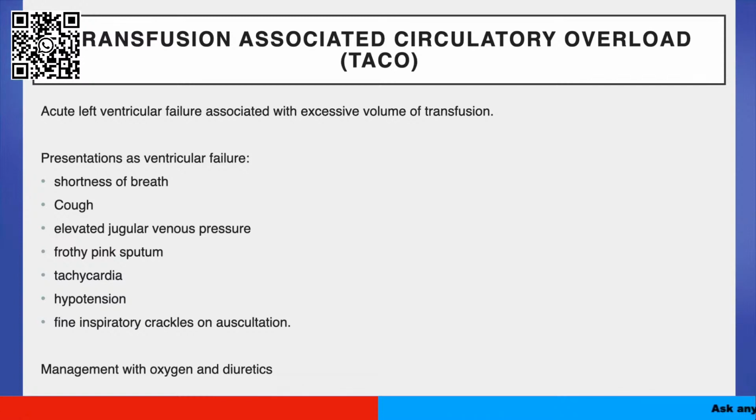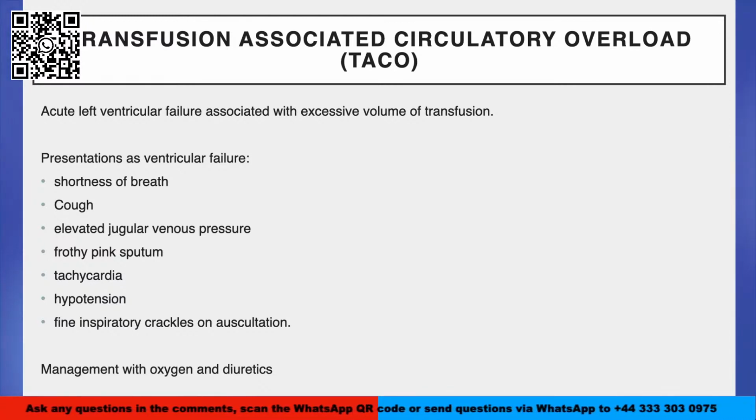Again, this may not be immediately recognised, as the patient may already have an element of left ventricular failure, so it's just important to be mindful if patients have an impaired left ventricle, think about slowing down the transfusion if you can, or covering them with some furosemide as a diuretic. And this is managed with oxygen and diuretics.